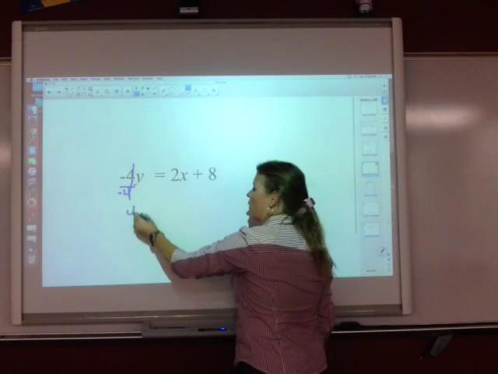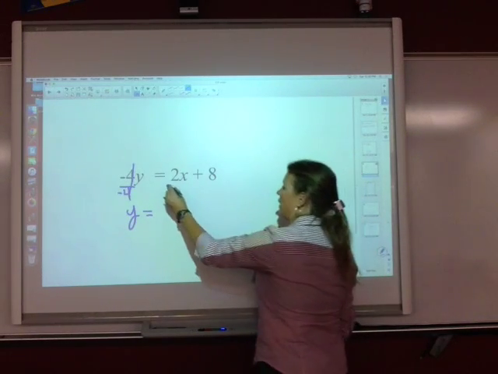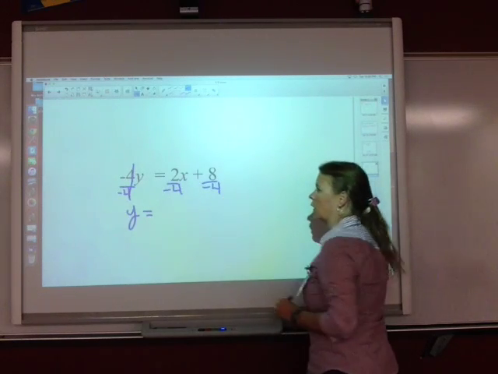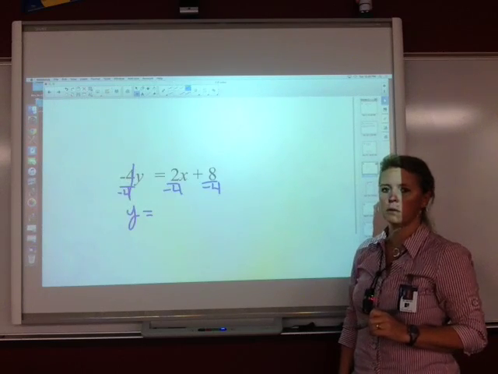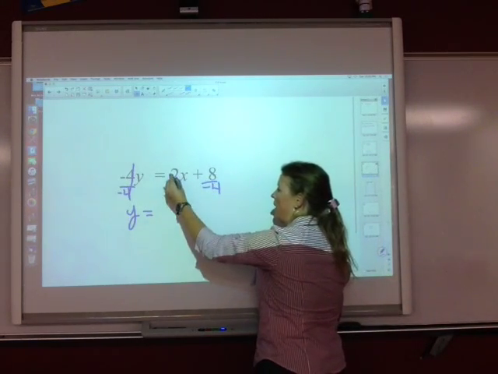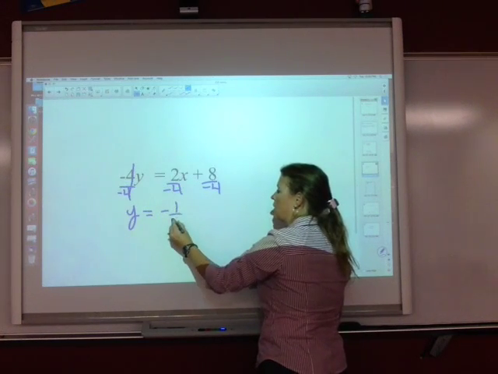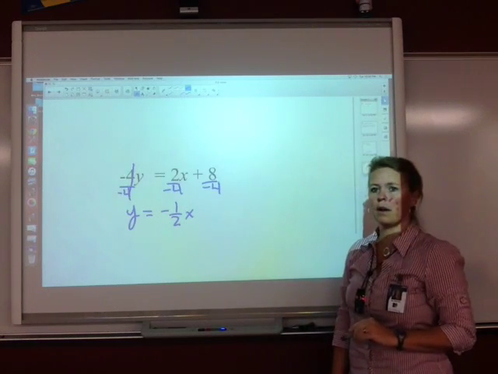I'm going to divide by negative 4 and isolate my y. But I'm also going to divide this by negative 4 and this divided by negative 4. Be careful. 2 divided by 4 is not 2. 2 is smaller than 4 is. You have to reduce that fraction. A positive divided by a negative is a negative. 2/4 becomes 1/2. y equals negative 1/2 x.